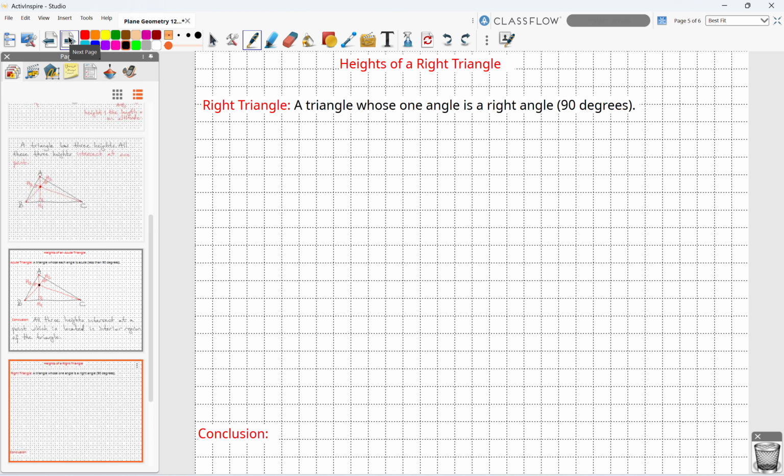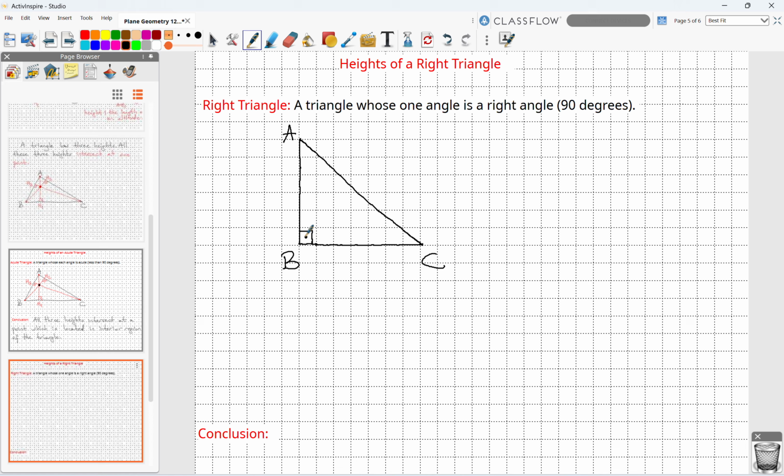What happens if we have a right triangle? You know, a right triangle is a triangle whose one angle is 90 degrees. I believe you all know why just one angle can be 90: more than one angle cannot be 90 degrees in a triangle. So let's say that we have a right triangle ABC, and let's say that this angle is 90 degrees.